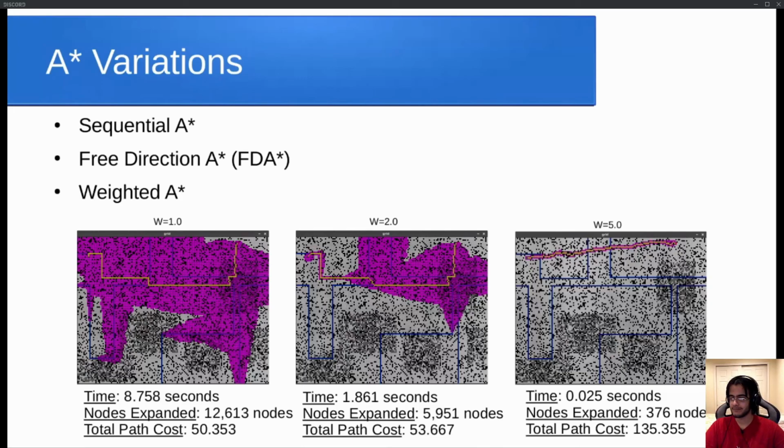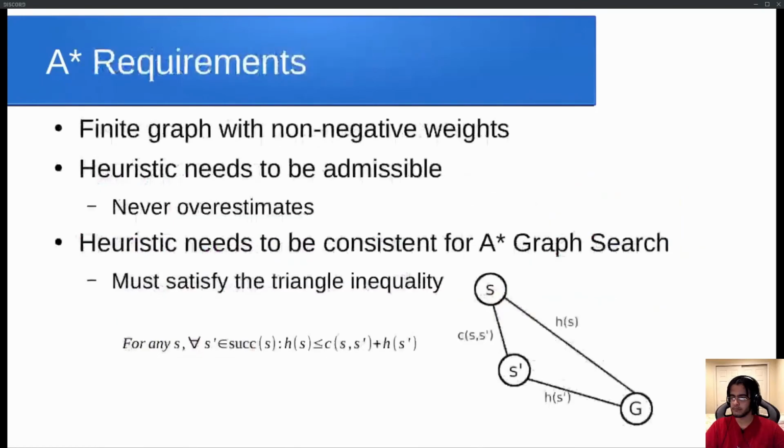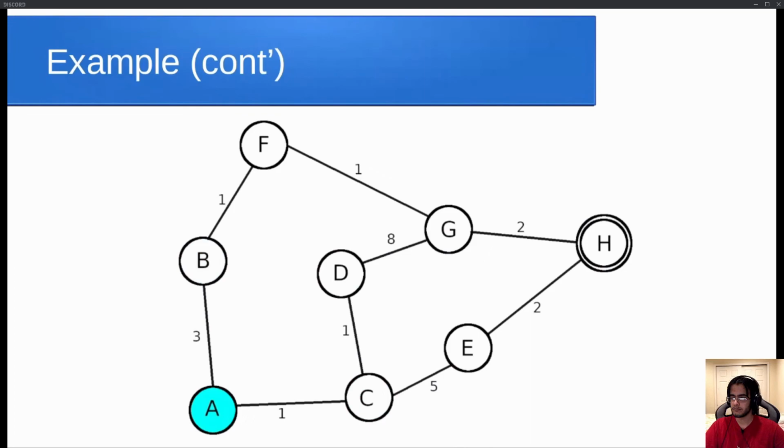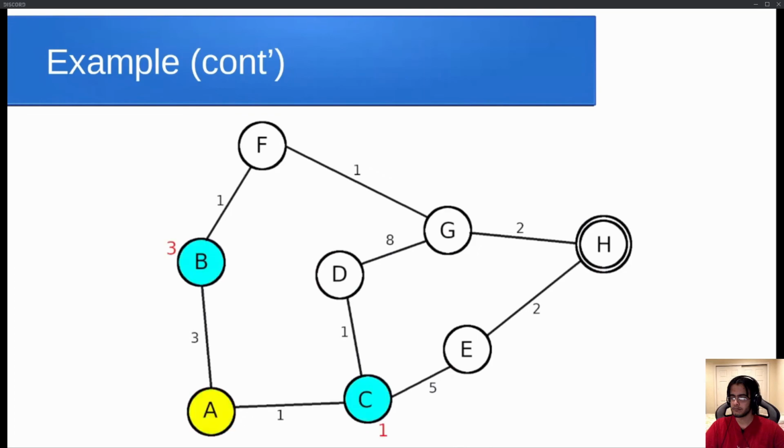There's also another variation called free directional A star, FDA star, and this is typically when your robot isn't confined to moving in a grid, or can move on a diagonal for any real angle. Not necessarily on a 45-degree or 90-degree, but on an arbitrary angle. And essentially what this considers is, like before in the example we saw, we only considered the 2 children nodes for each node.